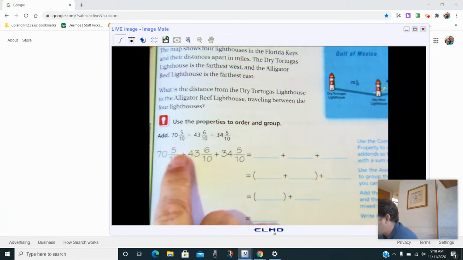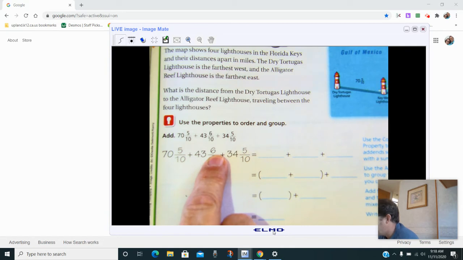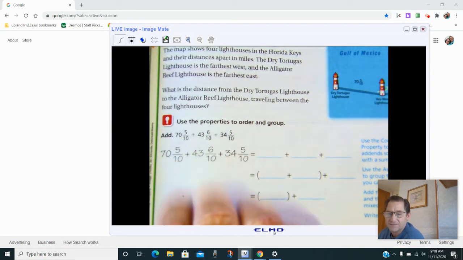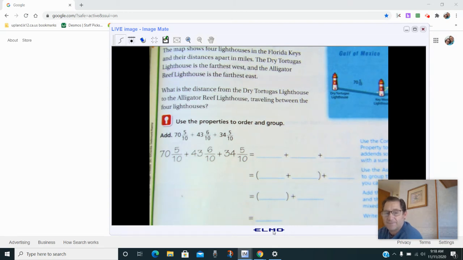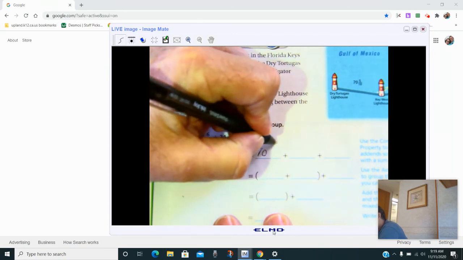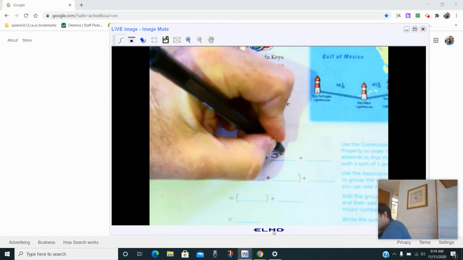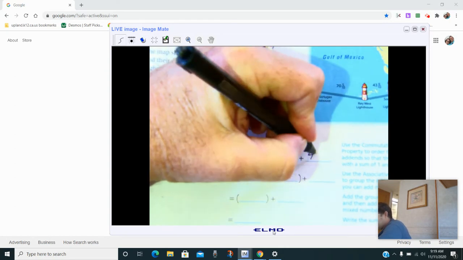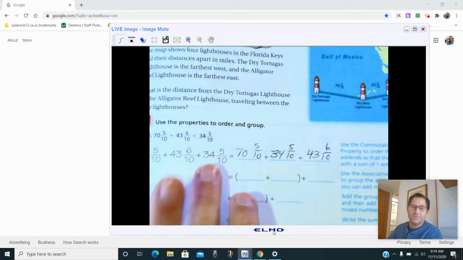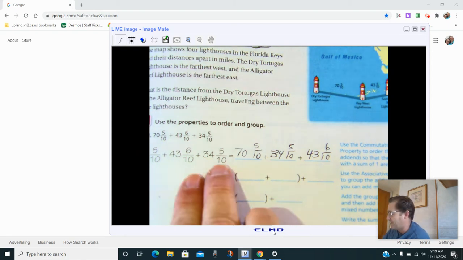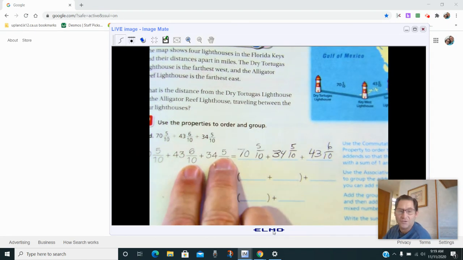So when I look at 5/10 and 6/10, that actually isn't the best ones to add because that gives me 11/10, and then I'm going to have to regroup. So what about 5/10 and 5/10? Now that would be 10/10, right? So let's put those two together. So we're going to start with 70 and 5/10, and we're going to move to 34 and 5/10. We're going to switch places with the 43 and 6/10 and the 34 and 5/10. So that's the commutative property. All we did was change the order in which we're going to add those two.